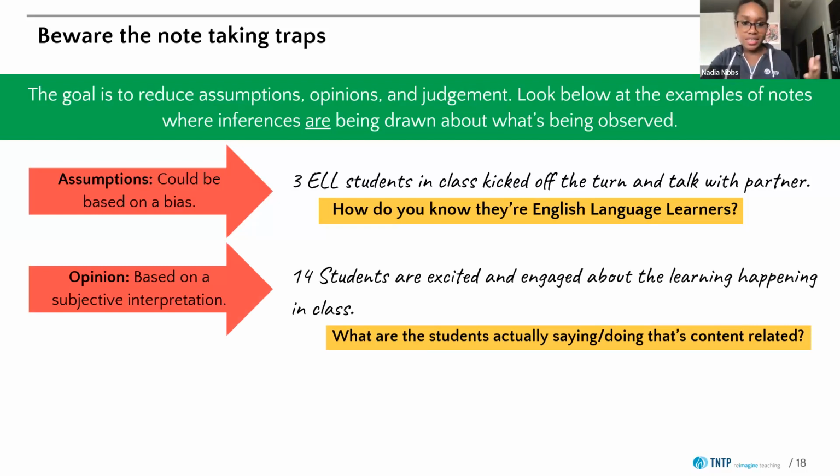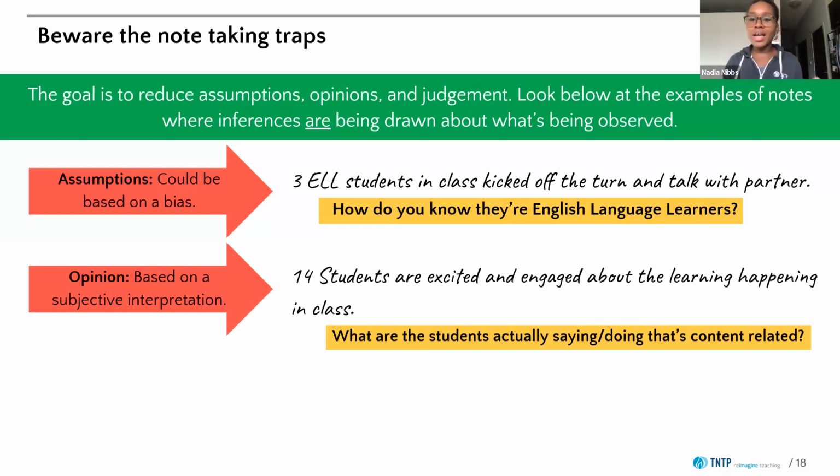Sometimes we see opinions in our notes. "14 students are excited and engaged by the learning that's happening in class." How do you know they're excited about what's happening in class? I mean, unless you're literally hearing, "Oh my gosh, this class is so exciting and awesome. I can't wait to do derivatives today." Bam, great. Write that in your notes. You know what I mean?